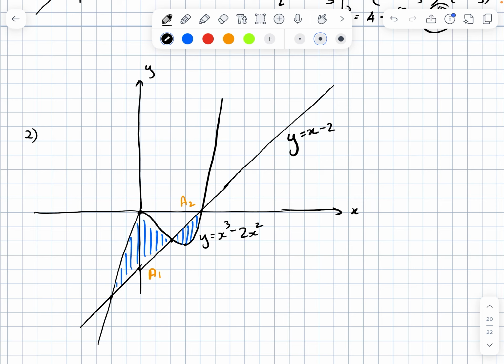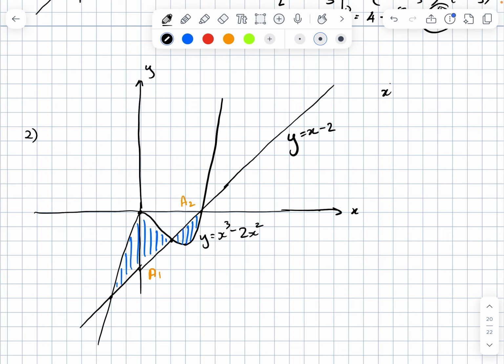So we need to deal with these two separately because they both have a different function on the top, and then add them together at the end. Now we're also not told any x-intercepts between these two graphs, so we need to work that out, either using the graphing calculator, or you can make them equal to each other.